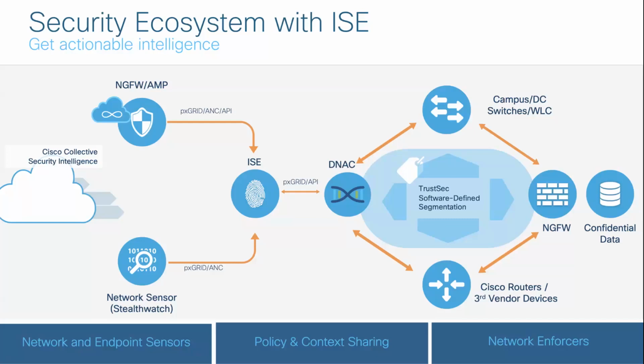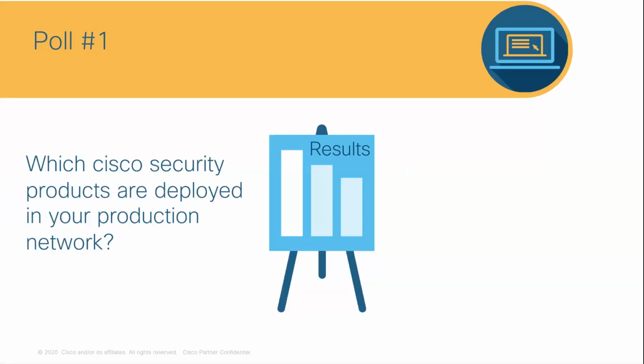And for now, I believe it's time to know the results of our first poll question. Matt, can you please provide us the results? Definitely, Sergey. Thank you so much. So let's see. It looks like the majority of responses were definitely for ISE. So again, the question was, which security products are deployed in your production network? ISE is the vast majority, with Firepower and GFW as the next option. And then from there, a bit of an even mix between AMP, Stealthwatch, and email and web security.